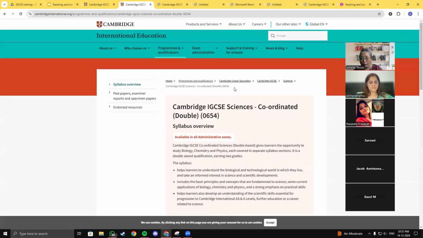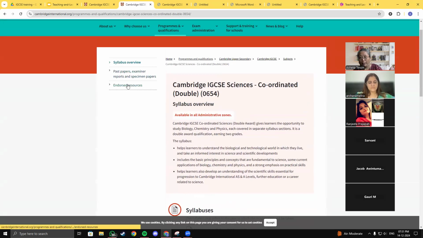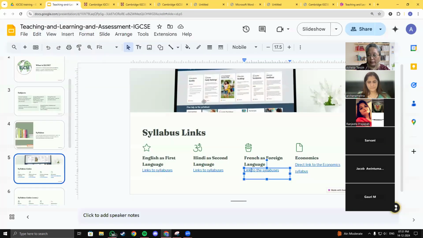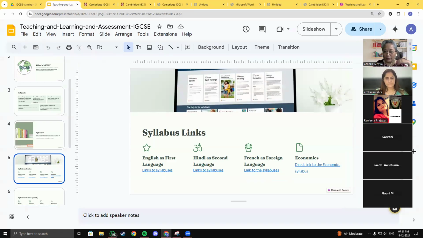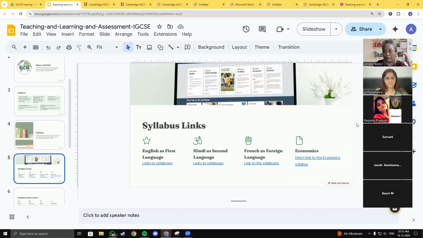So when you go to the subject, you will get the syllabus, and on the left hand side on top you will see the past papers also. So you will be able to see the specimen papers, past papers, and the marking scheme. All these things, examiner reports, are available. So that is what I like about Cambridge, because it is very structured and you have all the resources available for free.